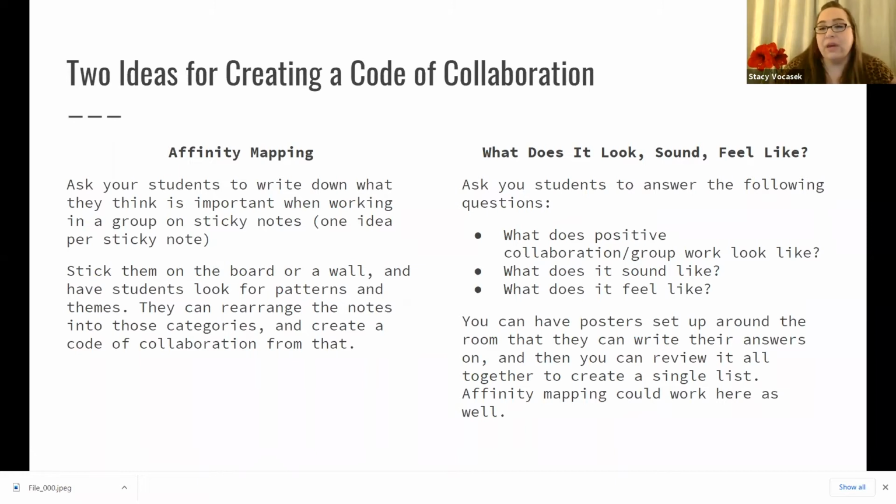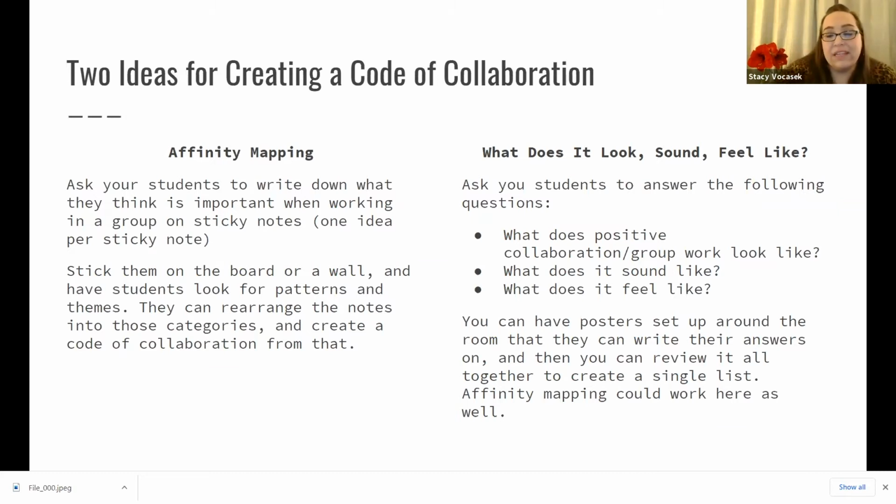You can also do what does it look, sound, feel like? So if we're talking about, we're going to work on respect this week. What does respect look like? What does it sound like? What does it feel like? And you can have kids answer those questions for you and then make a group document.